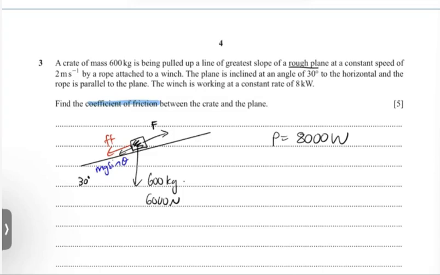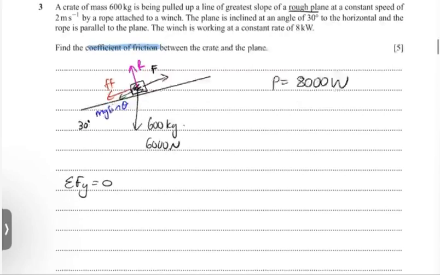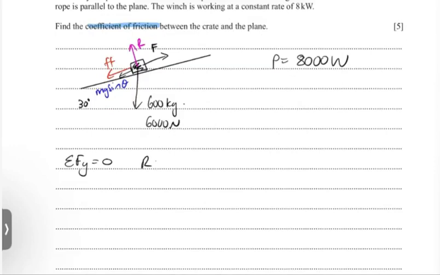All right, if I just look in the y direction here, I've got my R, and there's only my weight component acting down, so it's just going to be opposite my weight component. Okay, so let's maybe start somewhere. I'm going to start with the sum of my forces in the y direction should be 0. So I know I've got my R acting up and my weight component acting down. So that's going to be cos of 30. So R is 6,000 times cos 30.